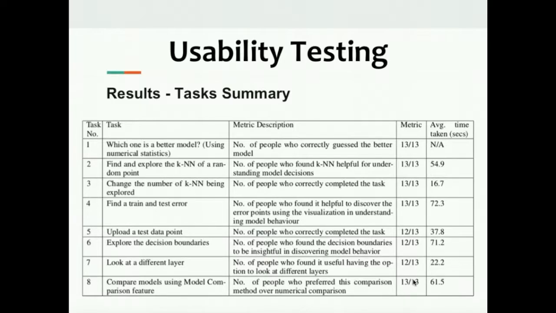All participants on average spent the least time on task 3, changing the number of key nearest neighbors being explored, and task 7, looking at a different layer, as this only involved changing menu options.